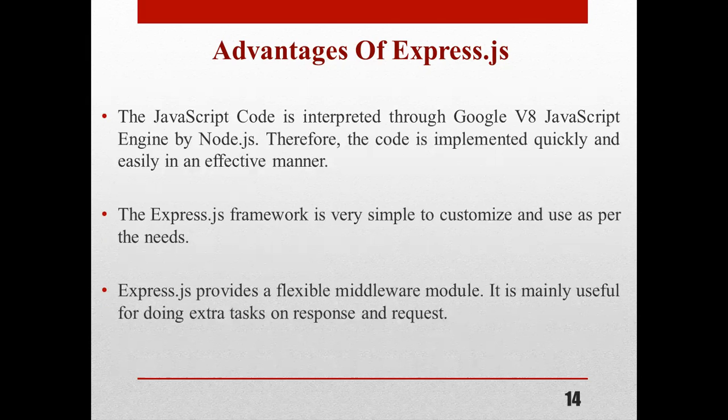Then JavaScript code is interpreted through the Google V8 JavaScript engine by Node.js. So the code is implemented quickly and easily in an effective manner. We have seen that Node.js uses the Google V8 engine. Then the Express.js framework is very simple to customize and use as per our needs. Express.js provides a flexible middleware module, mainly useful for doing extra tasks on response and request. We have seen that response and request are the client request and the response from the server.